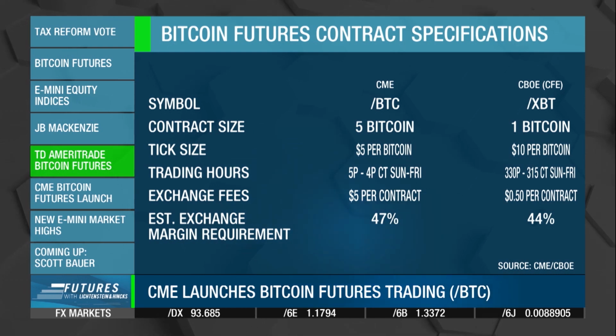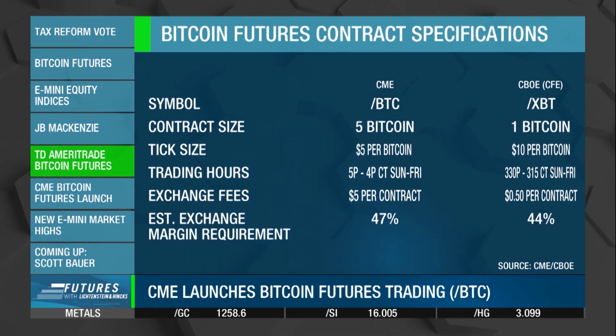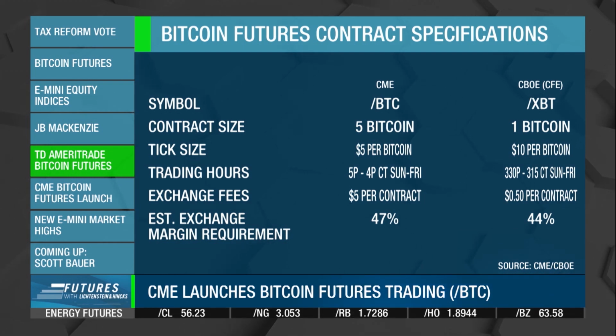And then finally, the last two things to highlight are, one, there are differences in exchange fees. The CME's product is $5 versus 50 cents for the CBOE. And then the last one, of course, is the margin requirement. But the big thing to emphasize about the margin requirement is, while CME is 47% and the CBOE's is 44%, you have to do that from a notional value standpoint.